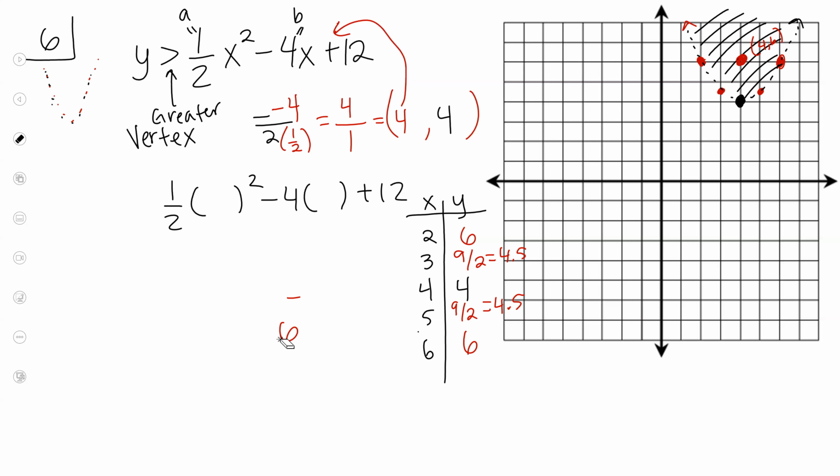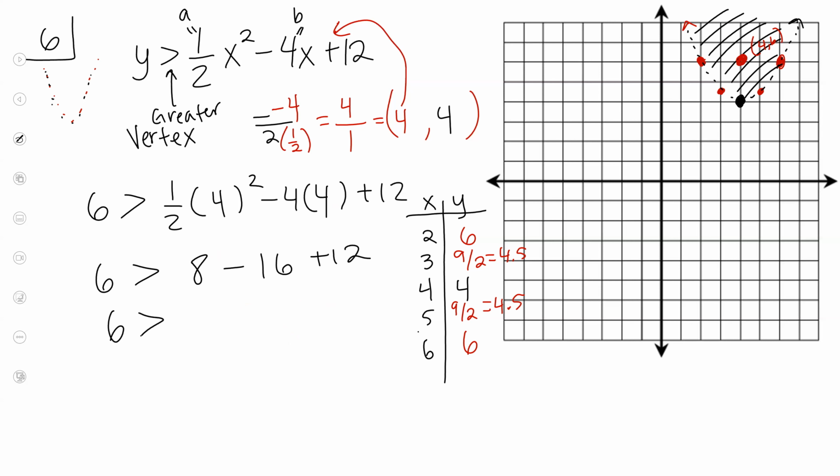So let's just test it to make sure we shaded the correct side. The y value of that point is 6, and the x value is 4. We're plugging in the point (4, 6). So 4 squared is 16. Half of 16 is 8, minus 16 plus 12. We get 6 is greater than 8 minus 16, which is negative 8, plus 12 is 4. 6 is greater than 4. That's true. So guys, any point that you choose in the shaded region will work.